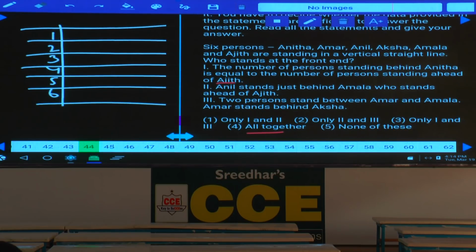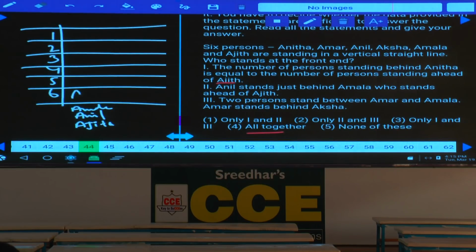Because now Anil stands behind Amala. Anil is here. Anil stands just behind Amala. Amala is here, isn't it? And next one, Amala stands ahead of Ajit. As Amala stands ahead of Ajit, hence Ajit can be at which place? As a 6th place, 5th place, or 4th place, or 3rd place.